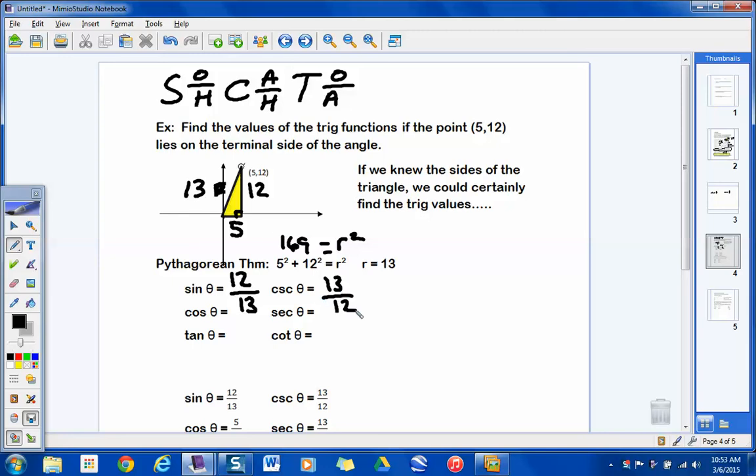Can we handle that? How about your cosine? What's cosine? 5 over 13, right? What's the secant? 13 over 5. How about your tangent? Opposite leg over adjacent leg, 12 over 5. They're already written for you down there, aren't they? Which means the cotangent is going to be 5 over 12. How you guys feel about that? Pretty easy, isn't it?